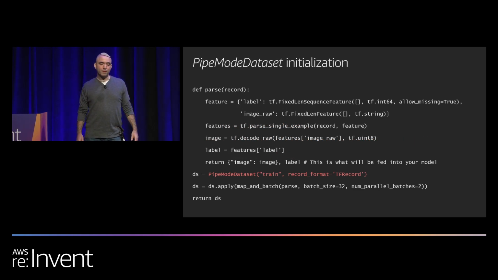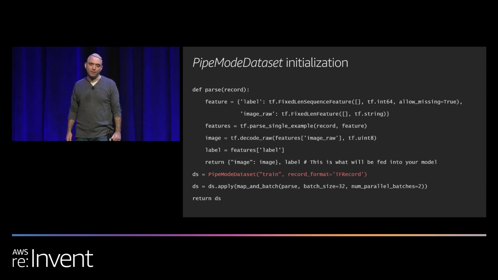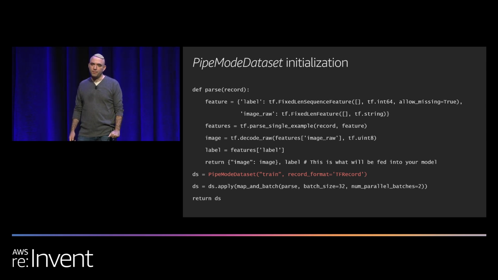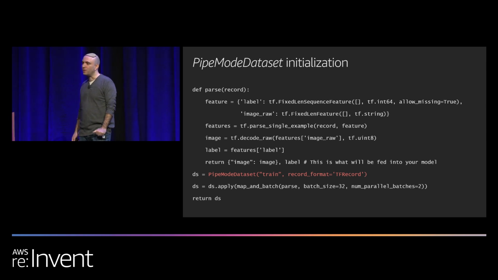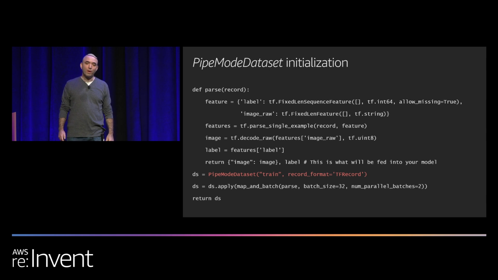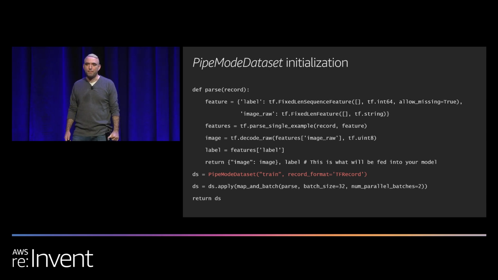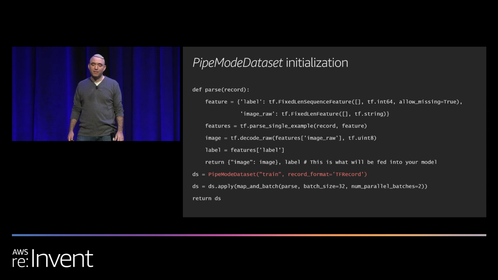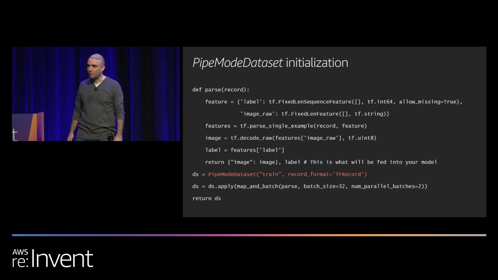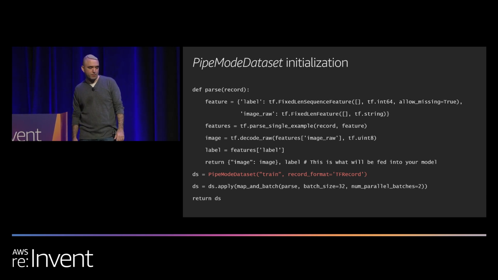In the training script, you need to set up a pipe mode dataset. This is no different than setting up any other TensorFlow dataset. The pipe mode dataset constructor takes as input the name of the pipe, which we have set to the name of the pipe we have just created, and the record format, which is the format of the data passing through the pipe. In this case, we have chosen TF record, a popular binary format defined by TensorFlow for storing data records.